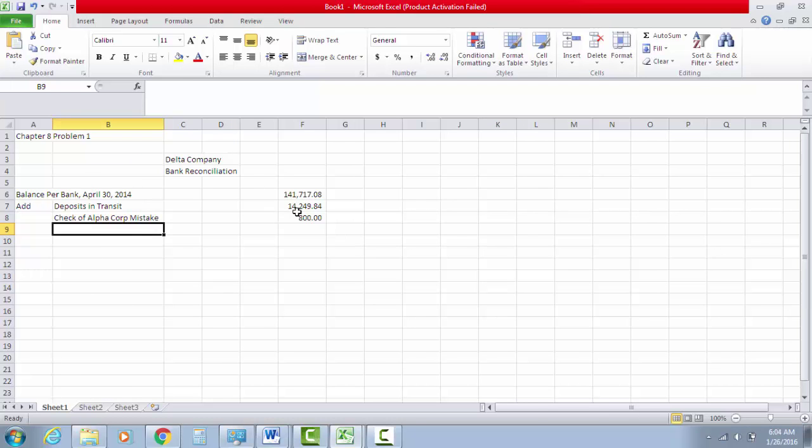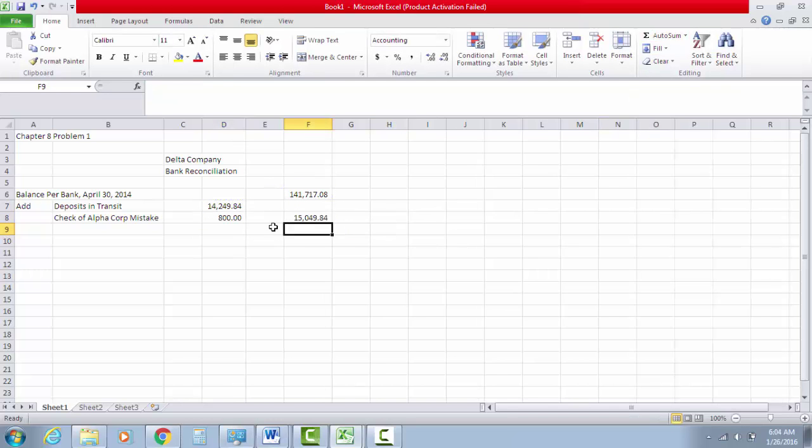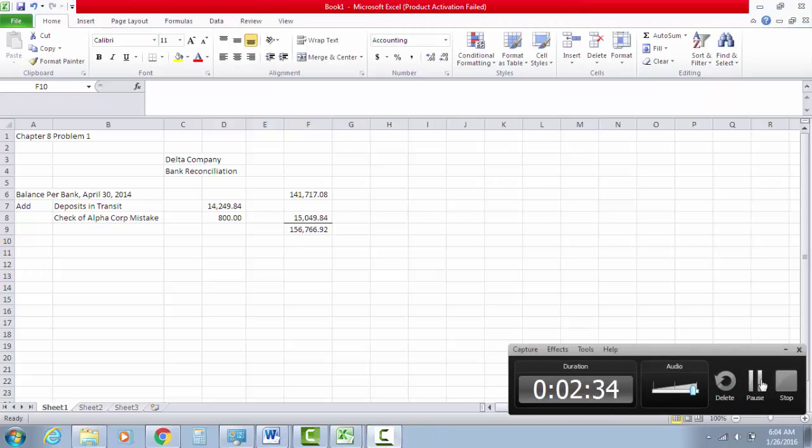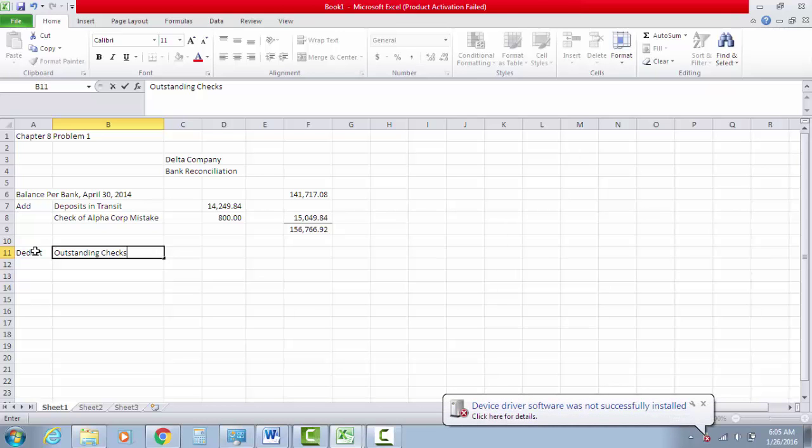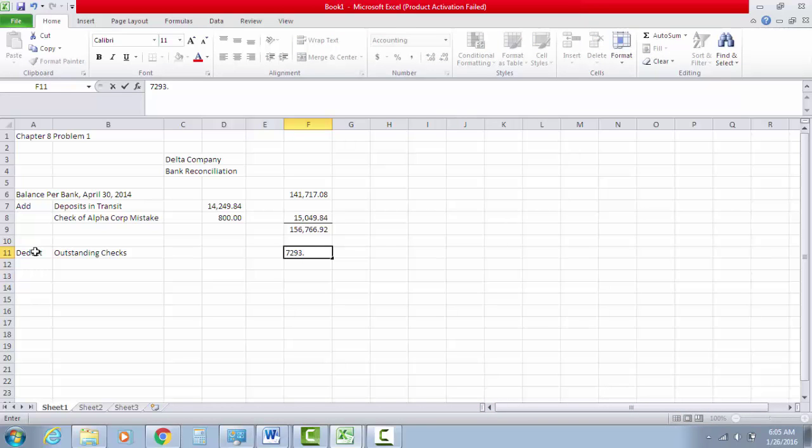So then you come up with, oh, actually, you know what, let me move this. Let me move this to get our subtotals. And we'll actually come up with $15,049. And then a subtotal so far of that. So the next thing to do is actually deduct the outstanding checks. Now the reason you have outstanding checks is you've cut the checks, you've signed them, and then the bank, they haven't cleared the bank yet. So that is $7,293.64. So your adjusted bank balance for April 30th, 2014 is the $156 less the $7,293.